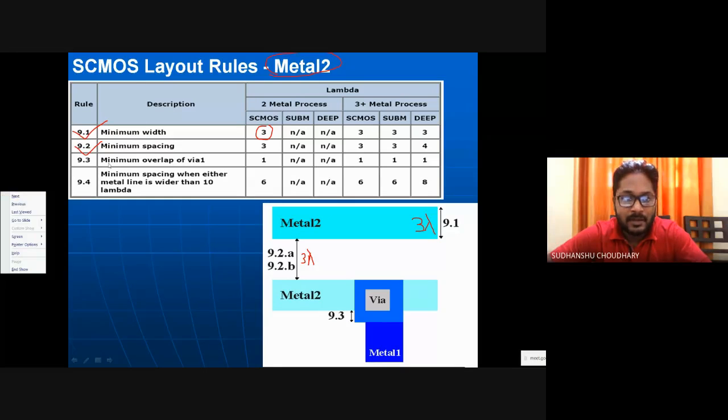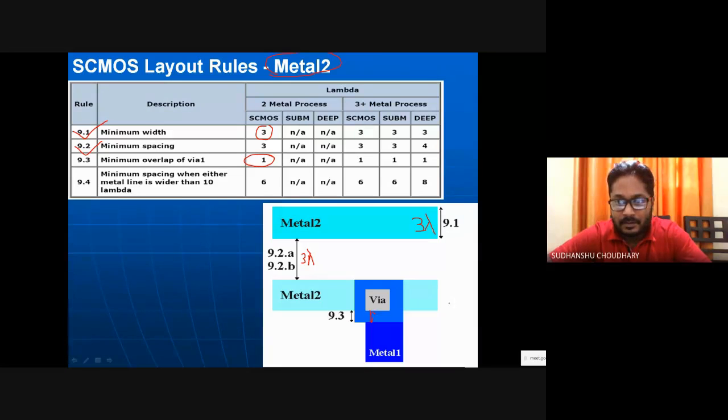Okay. Similarly, minimum overlap of via 1. I have a via 1 contact over here, so via 1 edge is here. The overlap, that is the spacing between this region, should be at least minimum 1 lambda, right? Yeah, so these are the rules for metal 2.